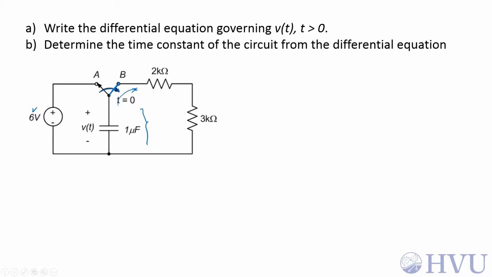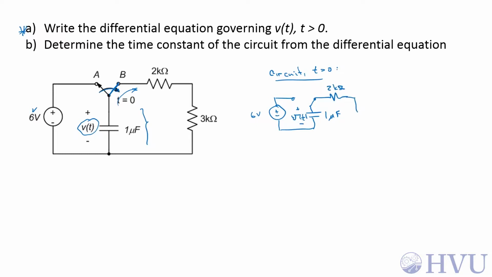Now we have a variety of things we want to do with this problem. The first thing is just to write the differential equation governing the capacitor voltage, v of t, for t greater than 0. So to write the differential equation governing the voltage for t greater than 0, we need the circuit for t greater than 0. So my 6-volt source is no longer connected to anything, and my capacitor, which has a capacitance of 1 microfarad, is connected to this 2 kilo ohm resistor in series with this 3 kilo ohm resistor.